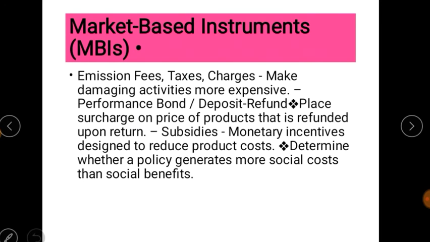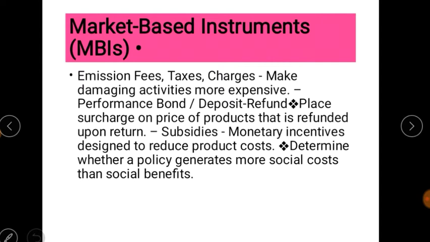Another market based instrument is emissions fees, taxes, charges, which make damaging activities more expensive. The pollutants which are causing more harm will be heavily taxed. Suppose smoking cigarettes are causing harm, they are carcinogens, they are causing cancer, so those products are heavily taxed, so the production will be less. These are market based instruments.